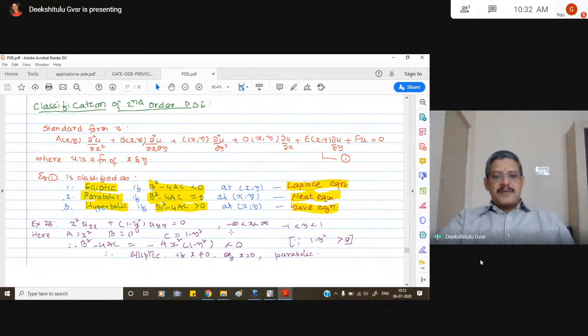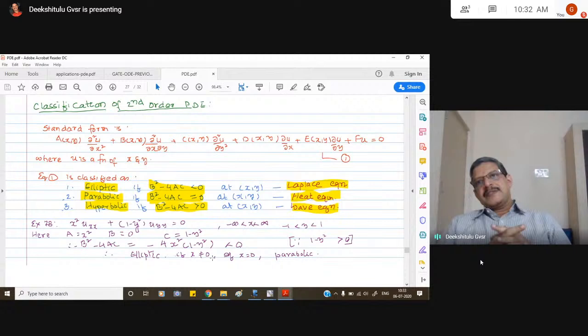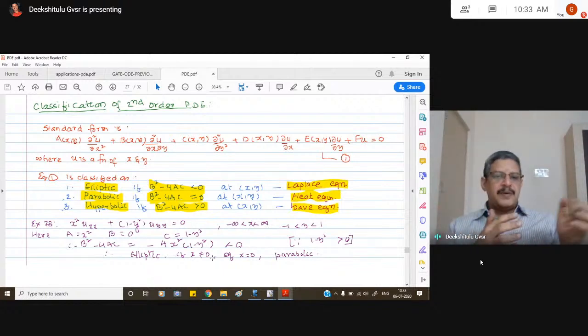And we have seen a couple of examples also of how the nature of a given partial differential equation changes from one region to the other region. In one region it may be parabolic, in another region it may be elliptic, and maybe hyperbolic to parabolic, hyperbolic to elliptic. It may change in different regions. But if an equation is elliptic throughout the region, then we call it elliptic completely.